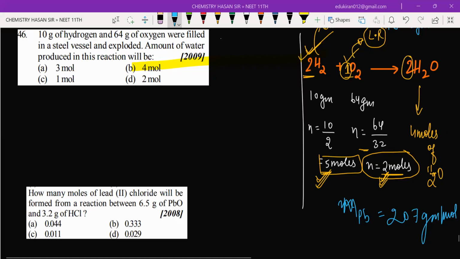Very good, Siddhika. Okay, I'm going to explain. It's very easy.